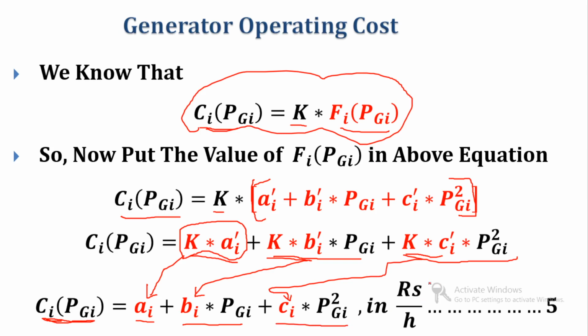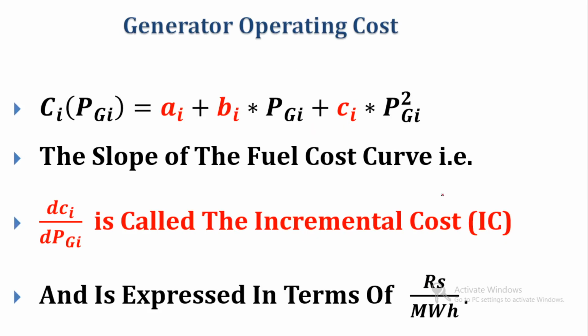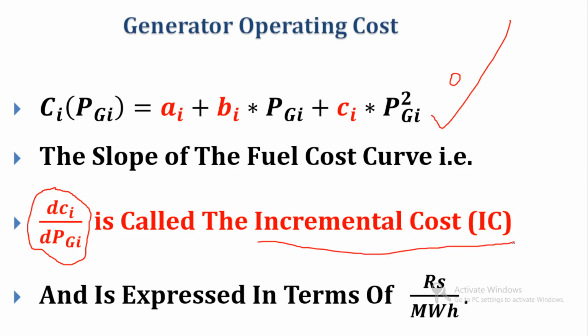We know that the unit of cost is rupees per hour. So this is the final equation for generator operating cost. Now I simply take the first order differentiation of this cost, and that first order differentiation is called incremental fuel cost, or simply called incremental cost. Why is this term known as incremental cost?